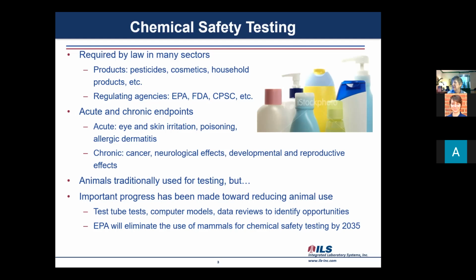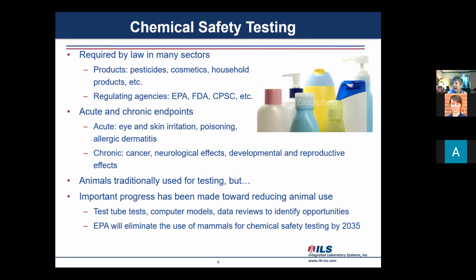And in this testing, we're looking at both acute and chronic endpoints. Acute endpoints being things like eye and skin irritation, poisoning, and allergic dermatitis. And chronic endpoints being things like cancer, neurological effects, and developmental and reproductive effects. Things that might not make you immediately ill, but can cause damaging effects when exposure takes place over time.